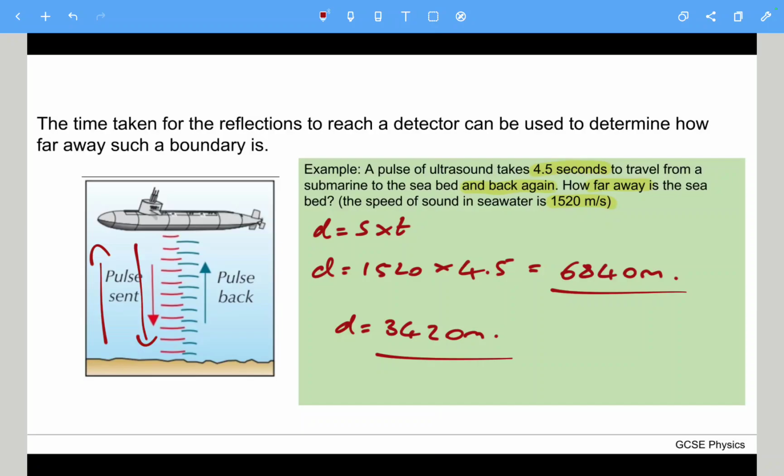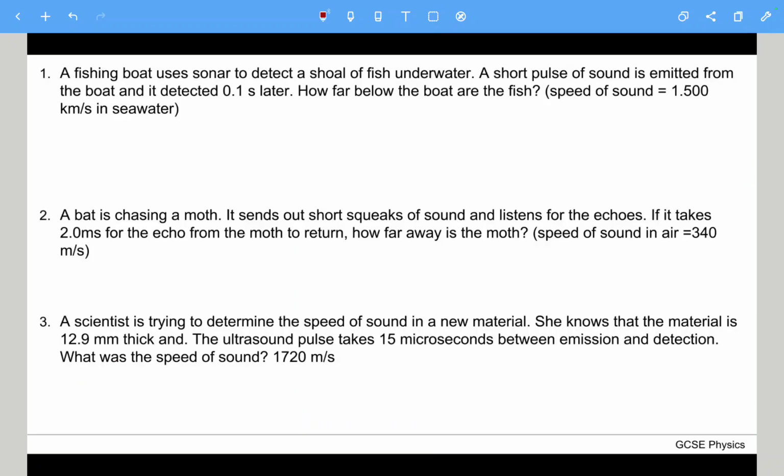And then I've got 3 more practice questions for you to have a go at. So if you want to pause and attempt these, some of the units are a bit tricky. All right, I'll start going through them. So a fishing boat uses sonar to detect a shoal of fish underwater. That's just a group of fish. A short pulse of sound is emitted from the boat and it is detected 0.1 seconds later. How far below the boat are the fish?